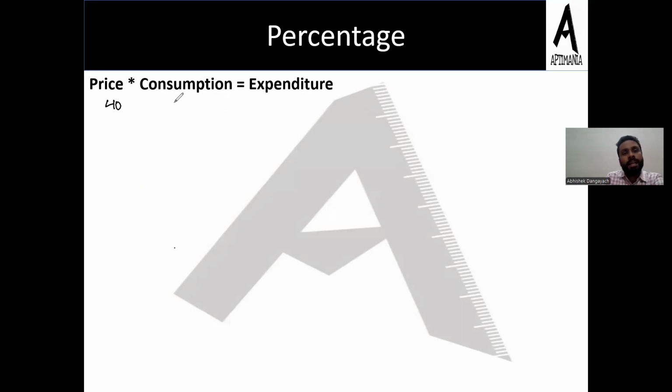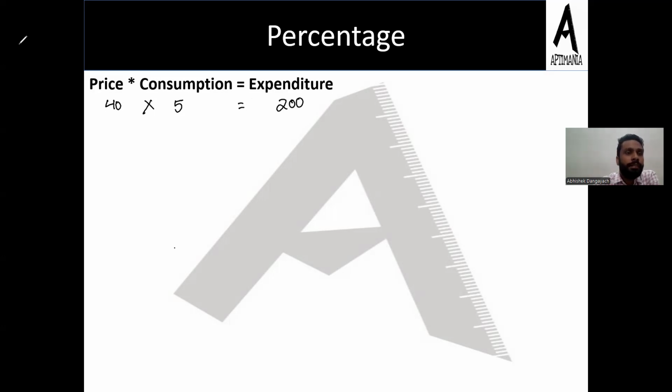40 रुपीज की एक चॉकलेट थी, आपने 5 चॉकलेट खरीदी, आपका टोटल खर्चा हो गया 200 रुपए का. Now need to understand how we are calculating it. Price was 40, consumption was 5. We multiplied the two values, we got our expenditure. We need to understand price into consumption is equal to expenditure.